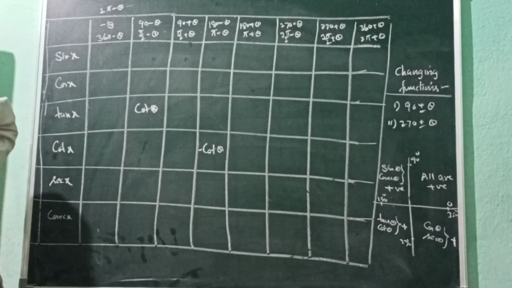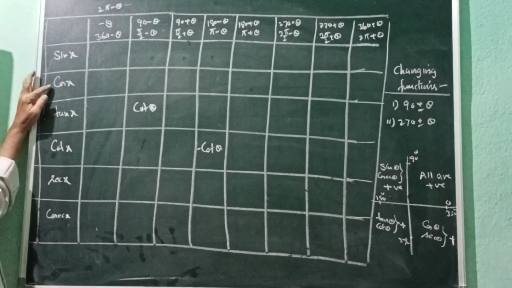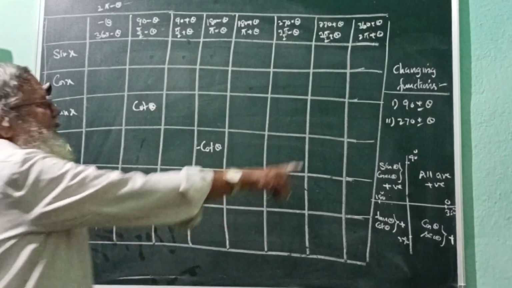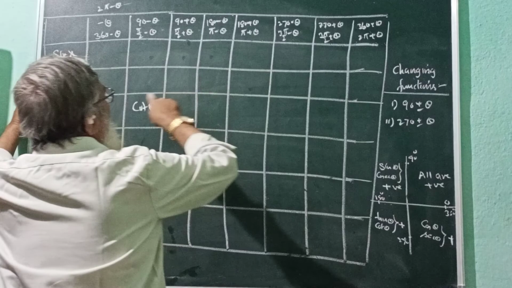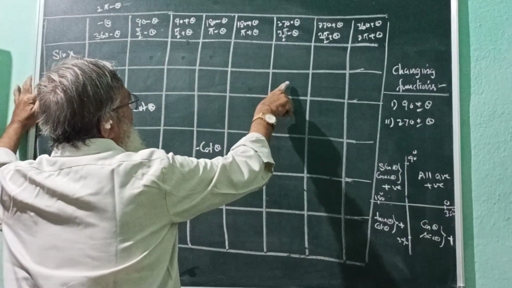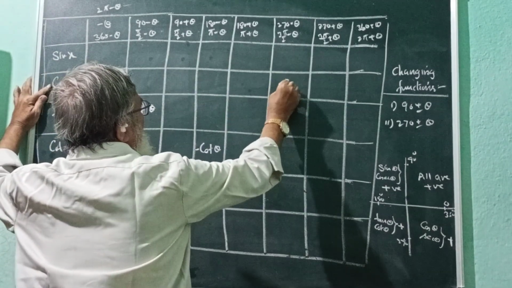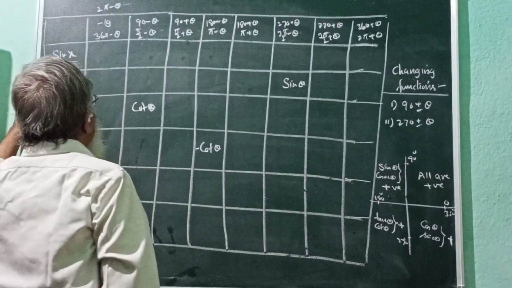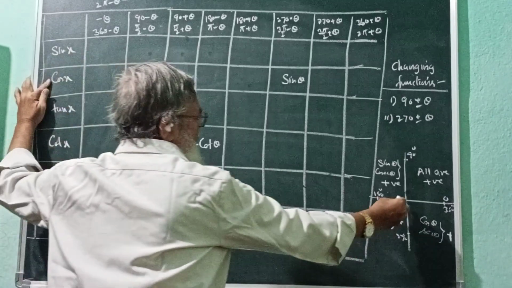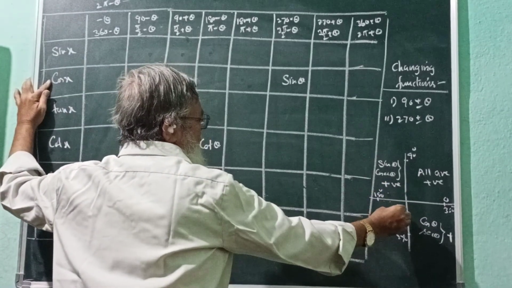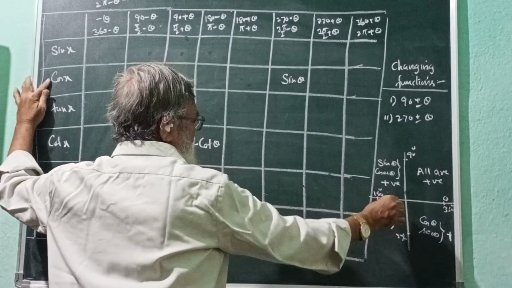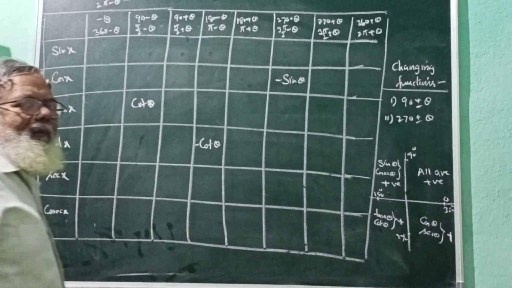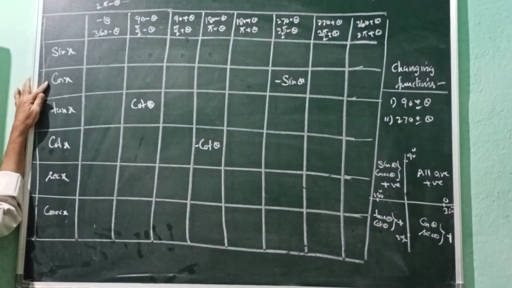Let us write down here cos of 270 minus theta. 270 means it is a changing angle. Changing angle means cos will become sine. Whether it is plus sine or minus sine, we have to check here. So 270 minus, it is in the third quadrant. In the third quadrant, cos is negative. So it is minus sine.